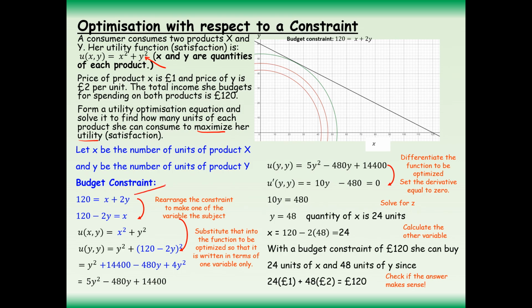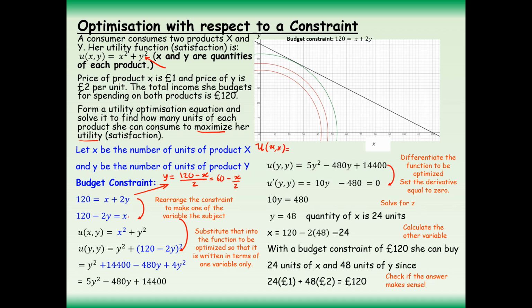Yes. You could have rearranged this equation to isolate y, make y the subject. Here we made x the subject, but we could have done it another way. We could have done it like so. We could have said y equals 120 minus x divided by 2. Now I didn't want to use fractions in my working out because here I would have 60 minus half x, and then I would have to rewrite the utility function as a function of x.